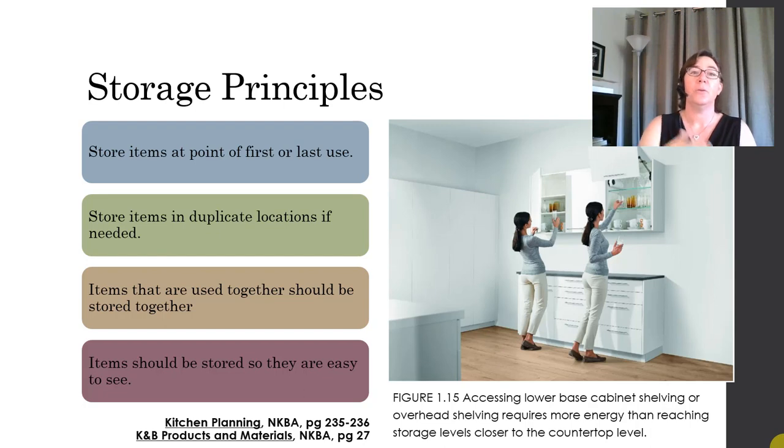All right. You should store items in duplicate locations if it's needed and if it's useful to have duplicates of some things. An example from my personal kitchen, I have 2 rolls of tinfoil. I keep one of them over with the other rolls of stuff, like the cling wrap, which is the next storage principle. Items that are used together should be stored together. And I keep the second roll over with my cookie sheets, which it's used with a cookie sheet.